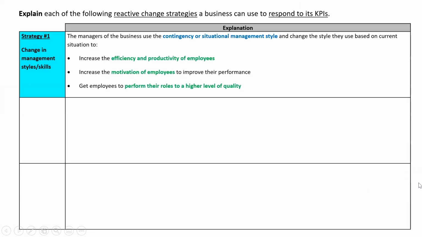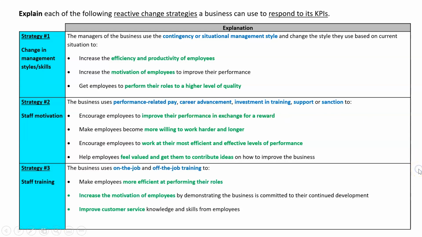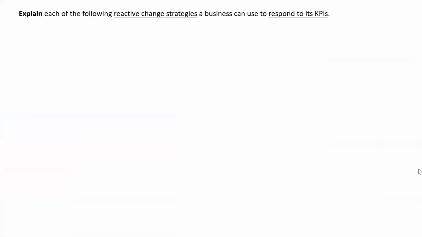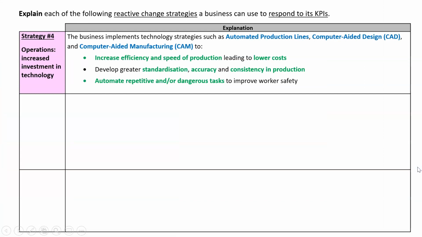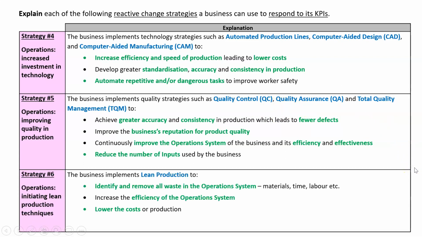So what you need to be able to do is explain each of those. So make sure you go through your notes and say, I know what a change in management style means. We used a contingency or situational approach. Staff motivation, we've got our options, performance related pay, career advancement, investment in training, support or sanction. Staff training, we can use on the job or off the job. We've got in our operations group technology, so use automation, computer-aided design or computer-aided manufacturing. We had quality, so for us the specific strategies were quality control, quality assurance and total quality management. And lean production, there's 5 principles of lean production. Make sure you know them because then you can use it for this question.